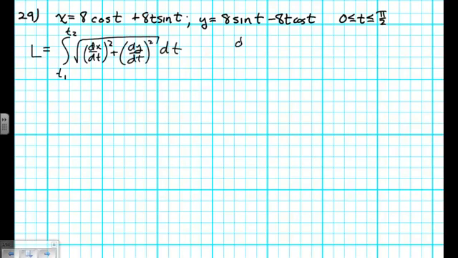In this case, we have to find dx/dt, which looks like it's going to be negative 8 sine t. We're also going to need to know dy/dt. Whoops, I forgot. I missed a whole bunch there. Let's try that again.